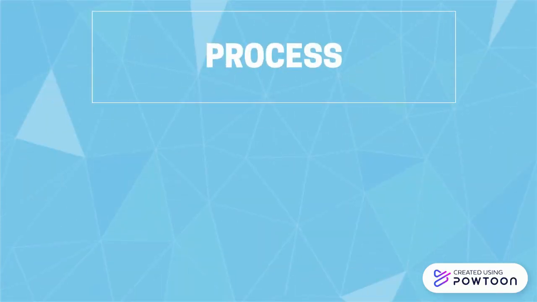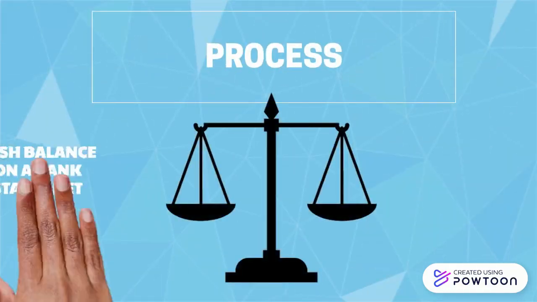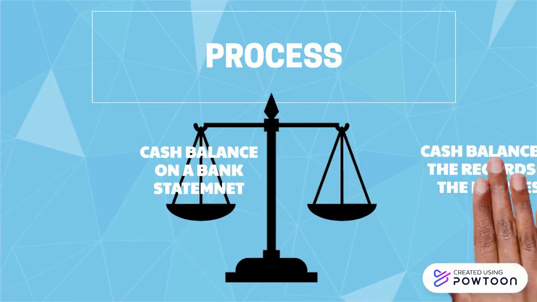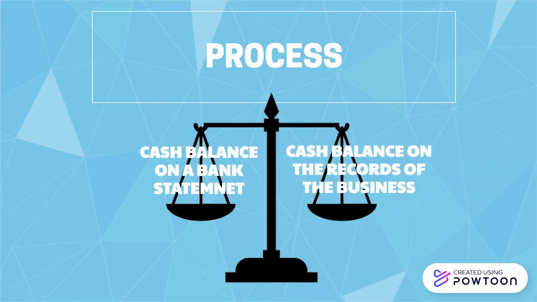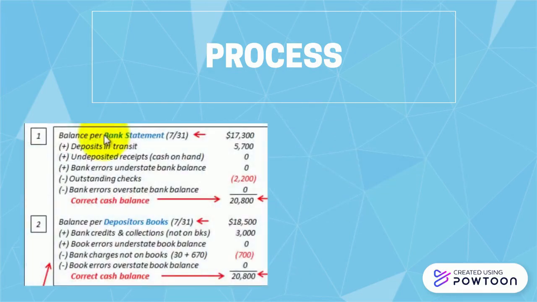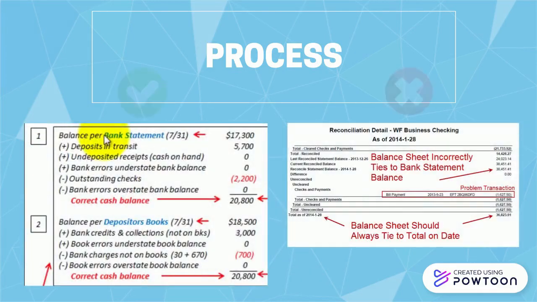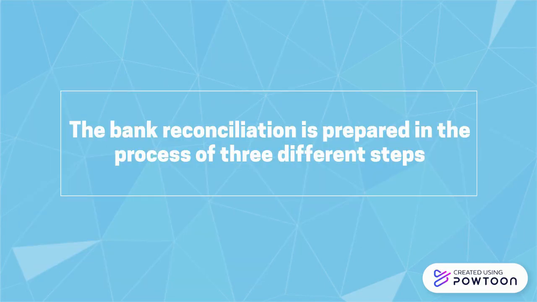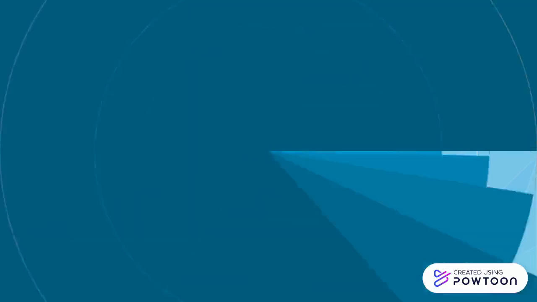To do a bank reconciliation, you will compare the cash amounts on the balance sheet to the equivalent figure on the bank statement, identifying the inconsistencies in order to make adjustments to the accounting statements, correct any anomalies, and detect fraudulent transactions. The bank reconciliation is prepared in the process of 3 different steps.